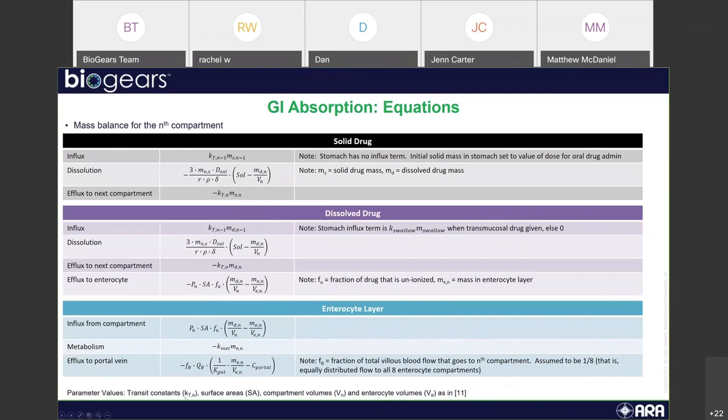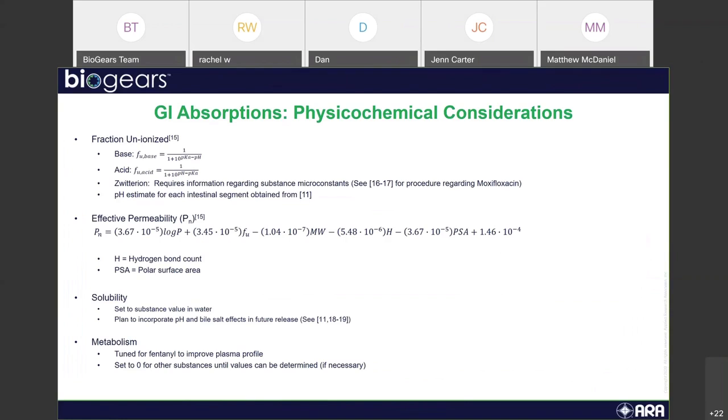So the transit constants, the surface areas, the compartment volumes, and the enterocyte volumes, these were all obtained from other studies that use these advanced compartment and transit models. Like the OTSC model, we tried to get the substance-specific parameters as much as possible to be functions of existing physicochemical properties that are readily available in the literature. That just makes extending this model to new substances that much easier.